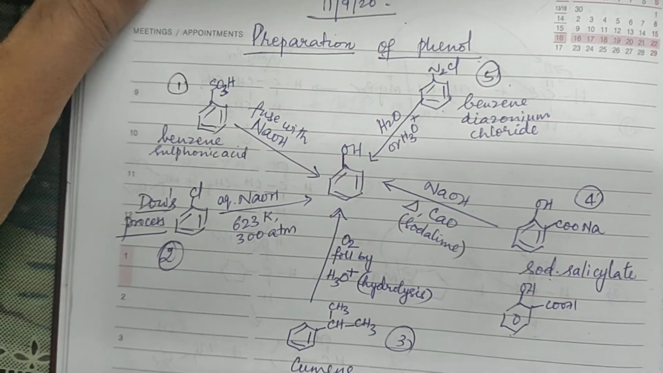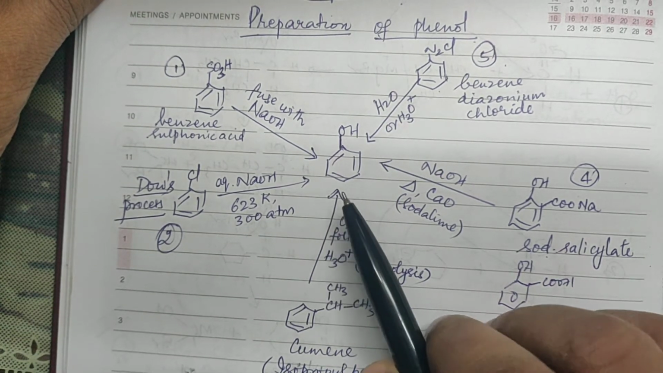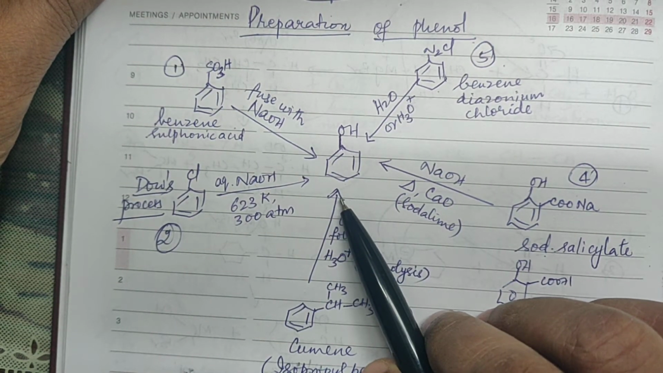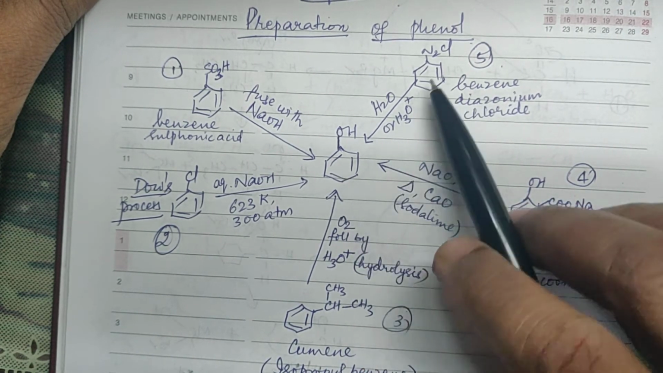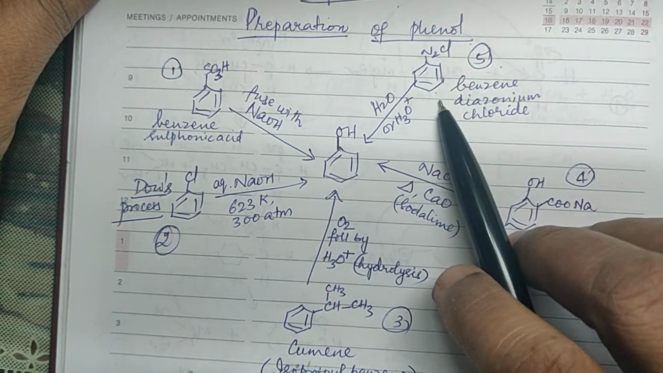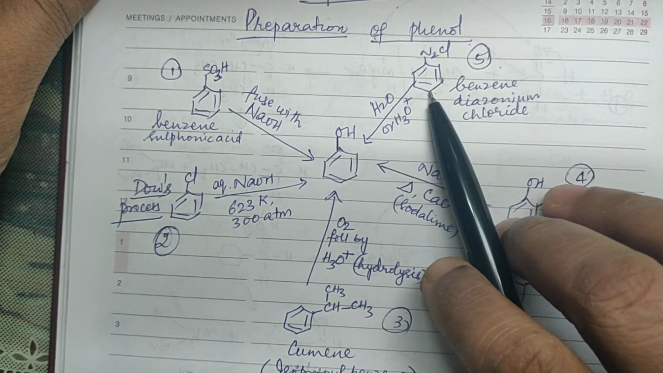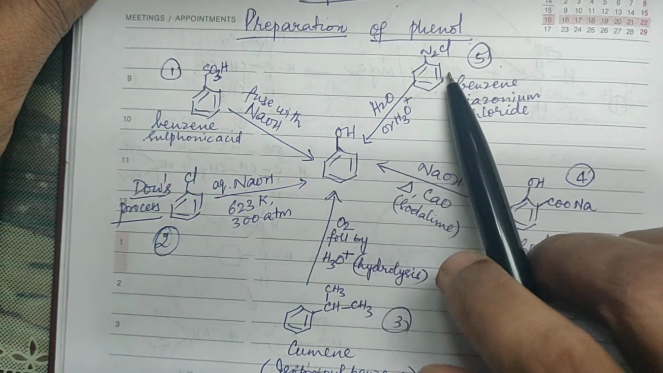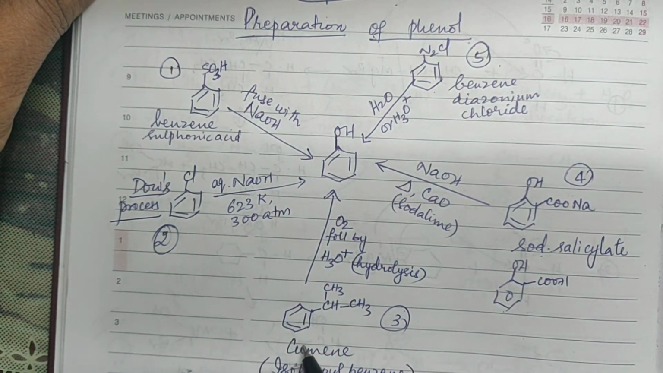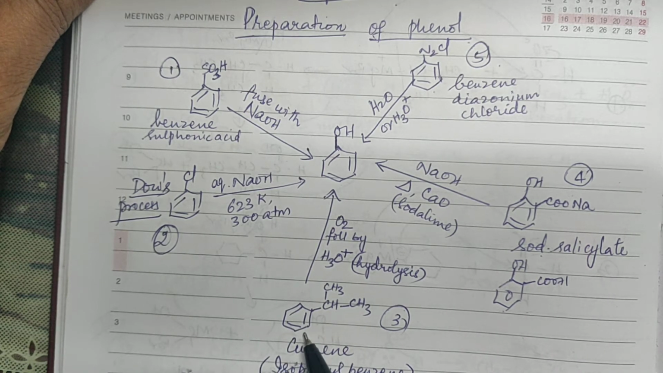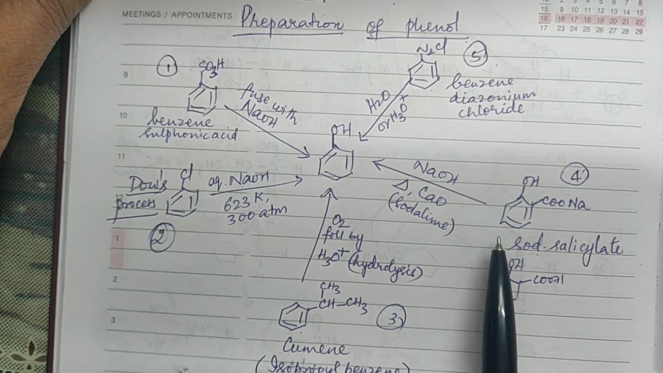Yes, next we'll see preparation of phenol. Now phenol, how can it be prepared? It can be prepared from benzene diazonium chloride. You know what diazonium chloride is, how it is formed, all that you know. It can be prepared from aniline on diazotization. Okay. Then from benzene sulfonic acid, then from chlorobenzene, and then from isopropyl benzene, and then this sodium salicylate.